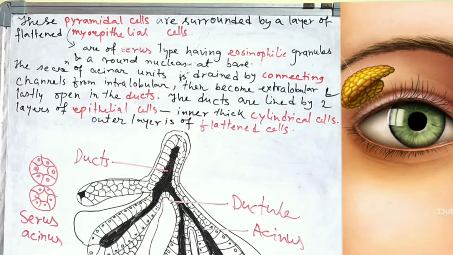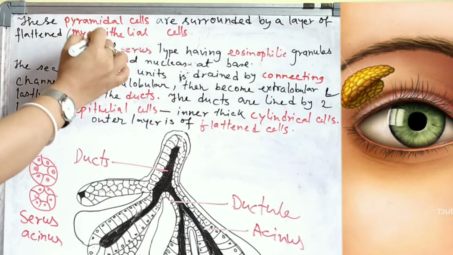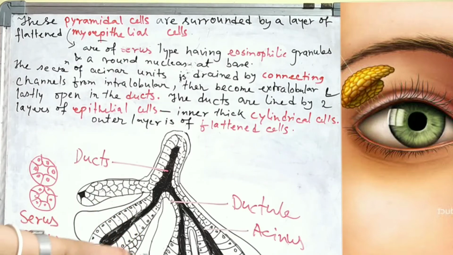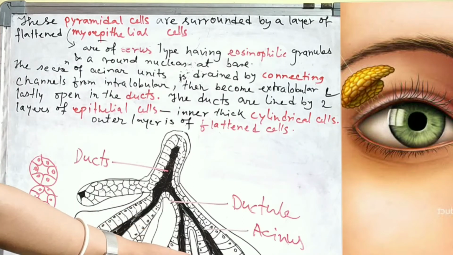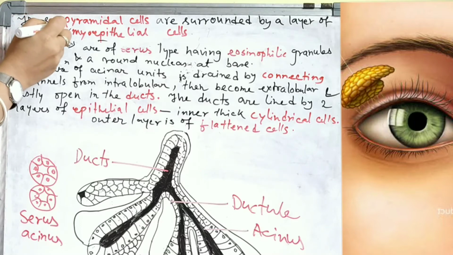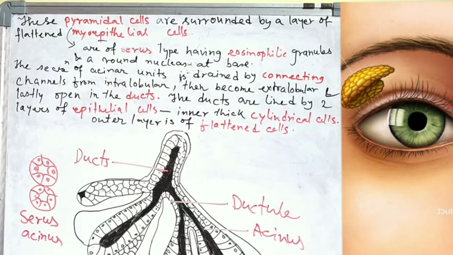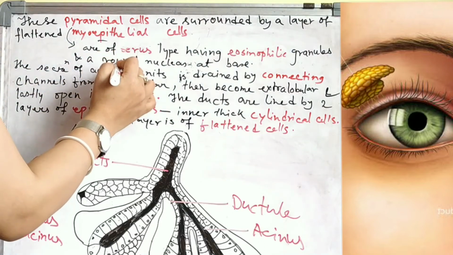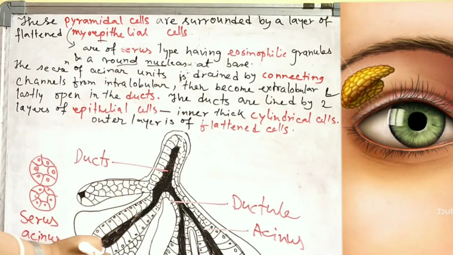So the pyramidal cells are surrounded by a layer of myoepithelial cells. These are the pyramidal cells, and we can see the basal nuclei here. These cells are surrounded by the layer of myoepithelial cells. And the pyramidal cells are serous type of cells having eosinophilic granules. Eosinophilic granules are present in these type of cells. And there are round nuclei at the base. So this is the diagram regarding that.